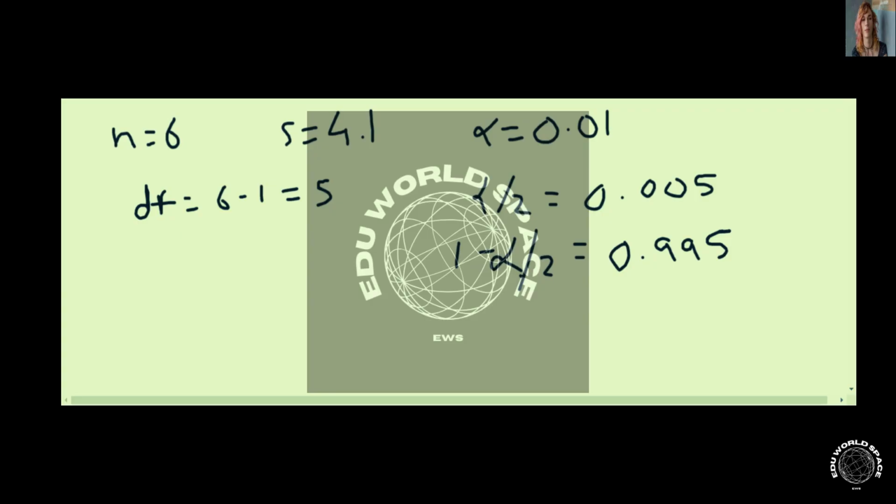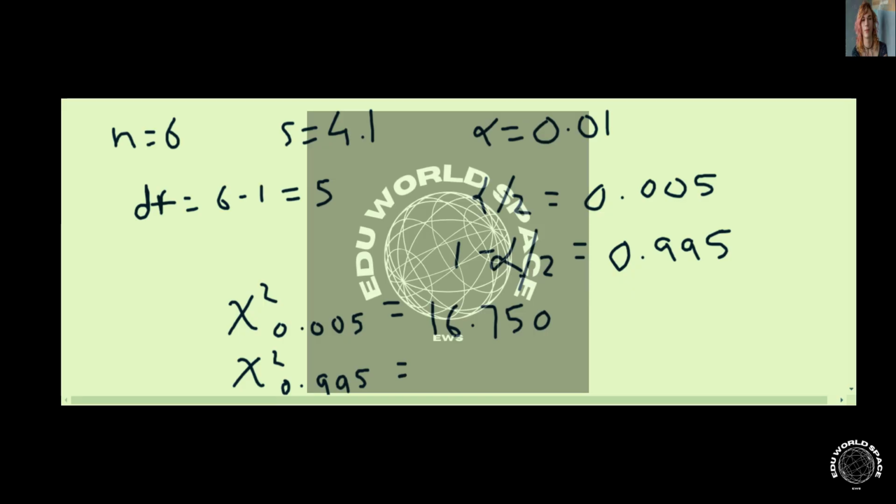Now, using these values, we can find the critical values from the chi-square distribution. The critical values we need are chi-square alpha by 2, which is chi-square 0.005 with the degrees of freedom 5. And if you check the table, this value comes to be 16.750.